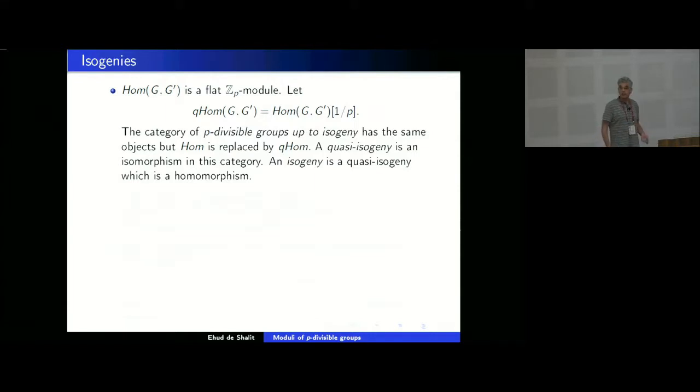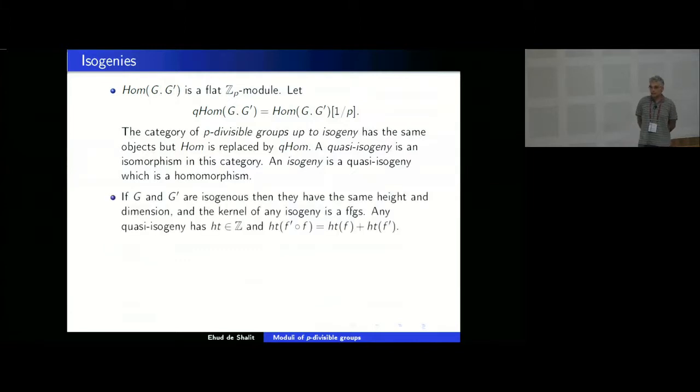All that it means is that, first of all, after you multiply it by some power of p, it becomes a true homomorphism. Then it's not only called a quasi-isogeny, but an isogeny, that is, surjective and has finite kernel. And if G and G' are isogenous, then they share the same height and the same dimension, and the kernel of an isogeny is a finite flat group scheme.